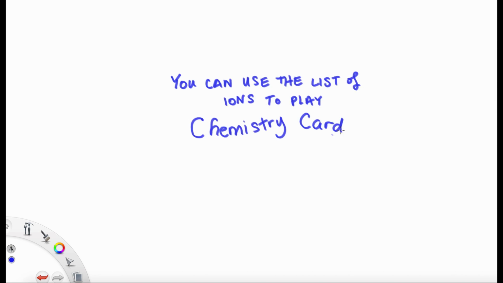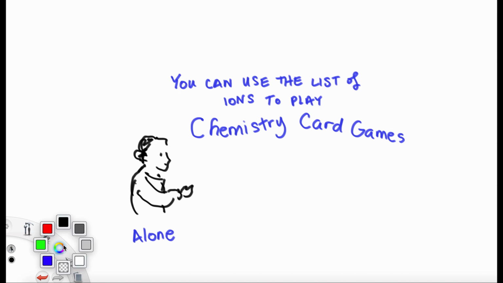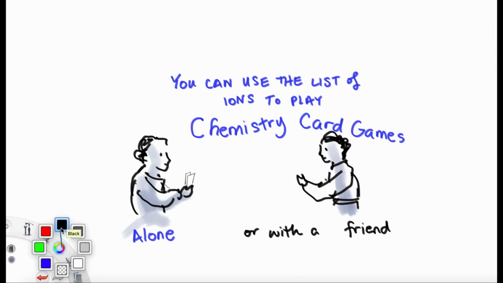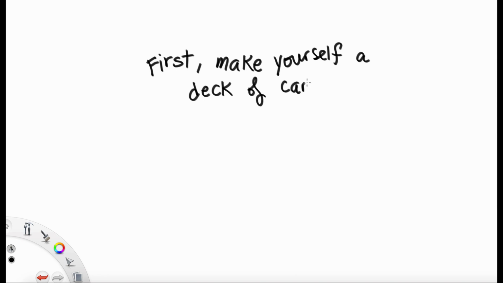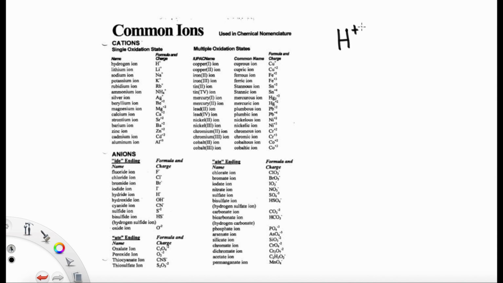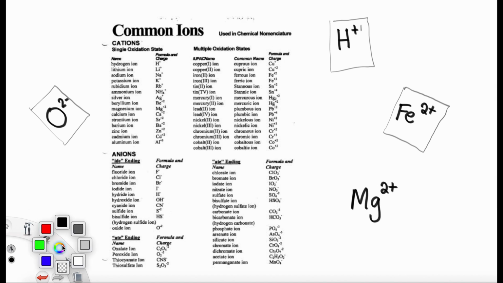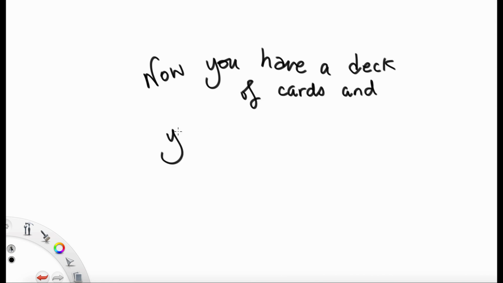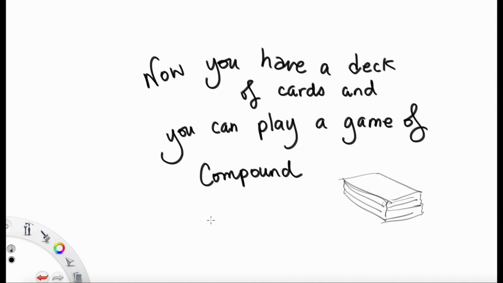You can use the list of ions to play a chemistry card game. You can do it alone or with a friend. First, make yourself a deck of cards, and the cards are the list of common ions. Now you have a deck of cards and you can play a game of compound.